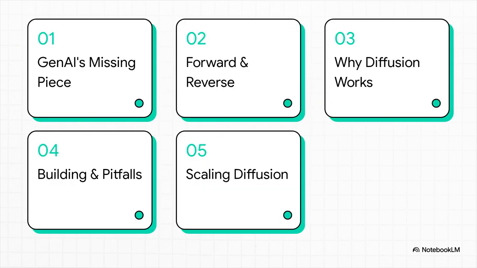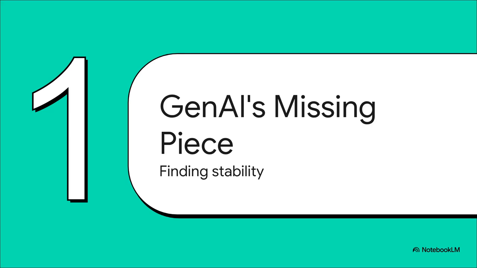Here's our roadmap for today. We'll explore generative AI's missing piece, the forward and reverse processes, why diffusion actually works, building and avoiding pitfalls, and finally, scaling diffusion for production. Section 1. Generative AI's missing piece.